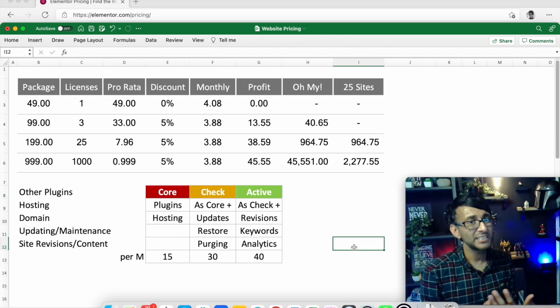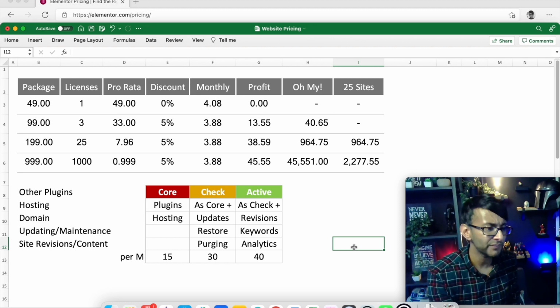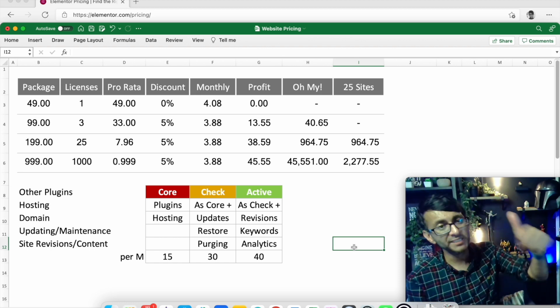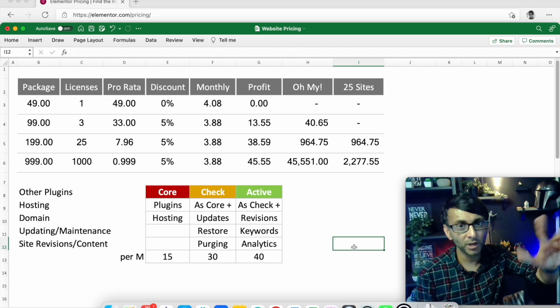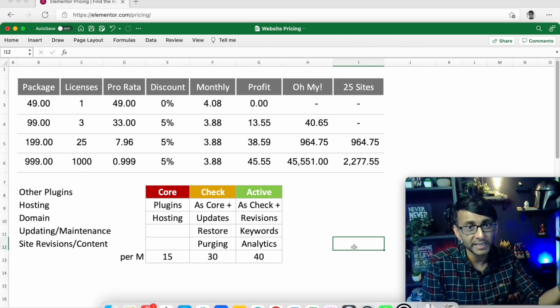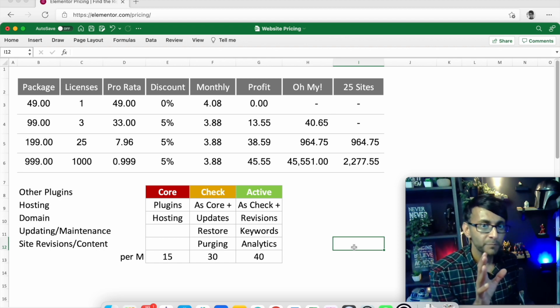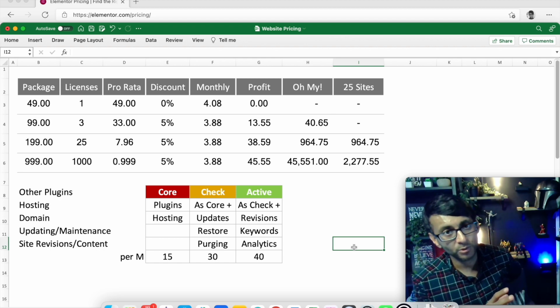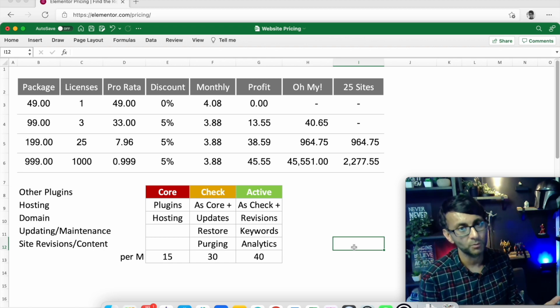Let's pretend you get the client to pay $15 a month. That covers Elementor Pro, maybe another premium plugin as well, I don't know, and your hosting as well, per month or per year, however you want to do it. Okay, $15 per month. That is the core. They've got to pay that, whether they like it or not. Okay, they cannot get away from that cost. Otherwise, your website is going to stop working.